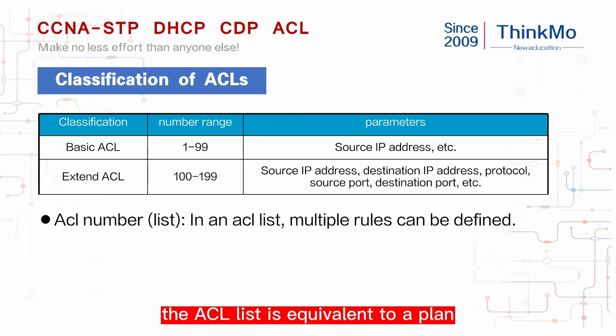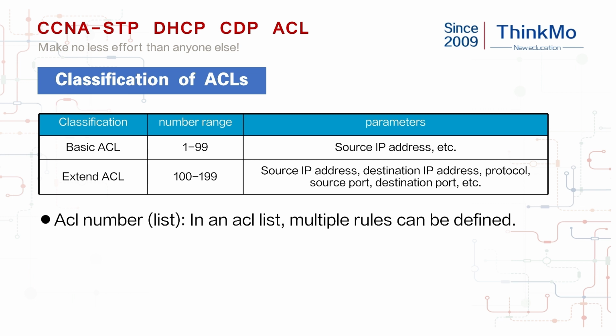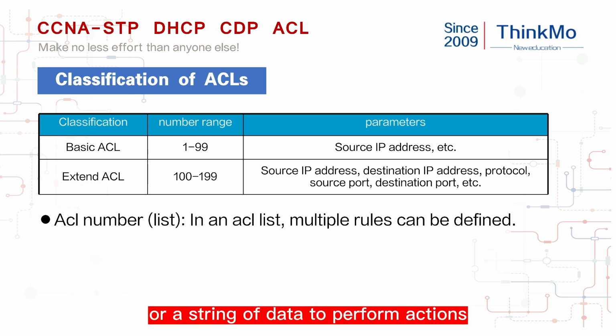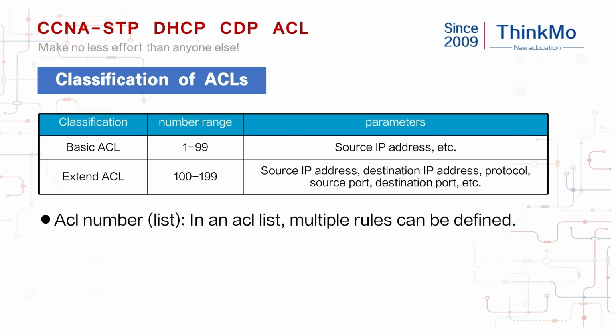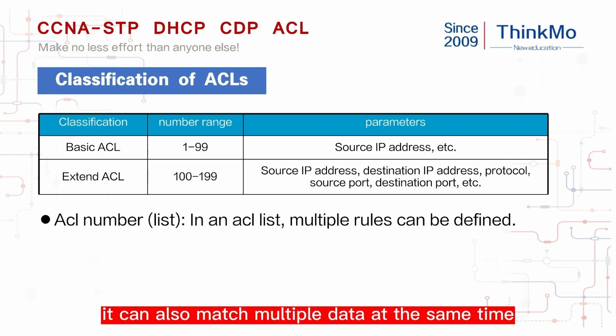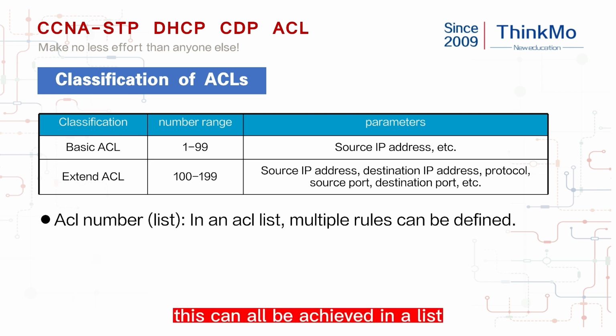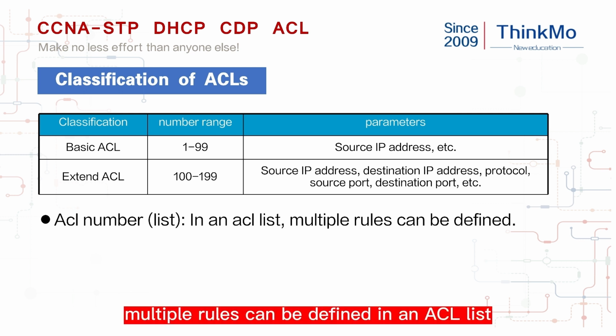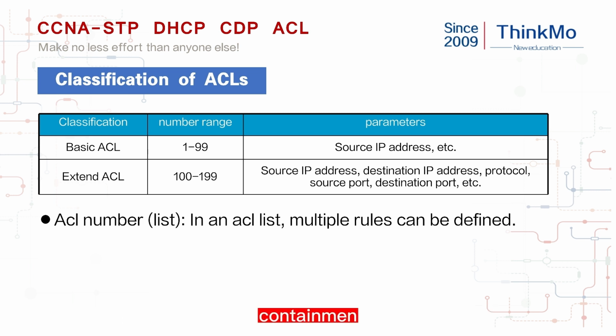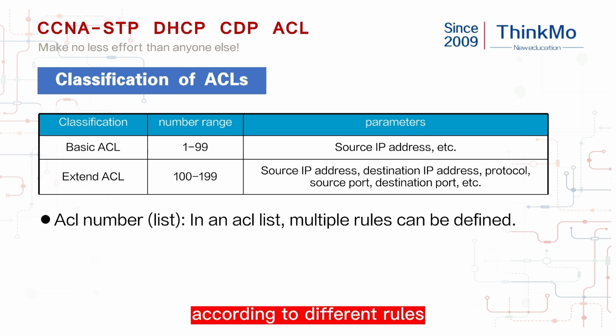Same here. The ACL list is equivalent to a plan. It is not only for one data or a string of data to perform actions. It can also match multiple data at the same time, and then perform different actions. This can all be achieved in a list. We call this a rule. That is, different rules catch different data and have different actions on it. Multiple rules can be defined in an ACL list, and according to different rules, can take different actions.